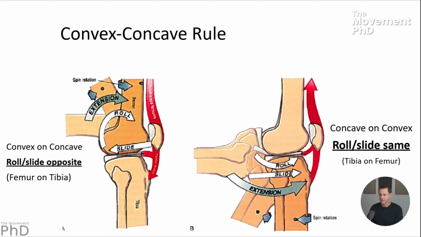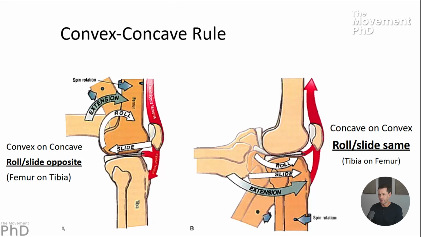Now let's go through that same process for open chain knee extension. I'm sitting in this chair and I extend my knee, or I'm sitting on a leg extension machine and I extend my knee. What segment is moving? It's the tibia, so the distal portion is moving. Is the tibia concave or convex? The tibia is concave, shaped like a dish on its superior plateau. So what's the rule? Concave on convex. The roll and slide are going to be in the same direction.